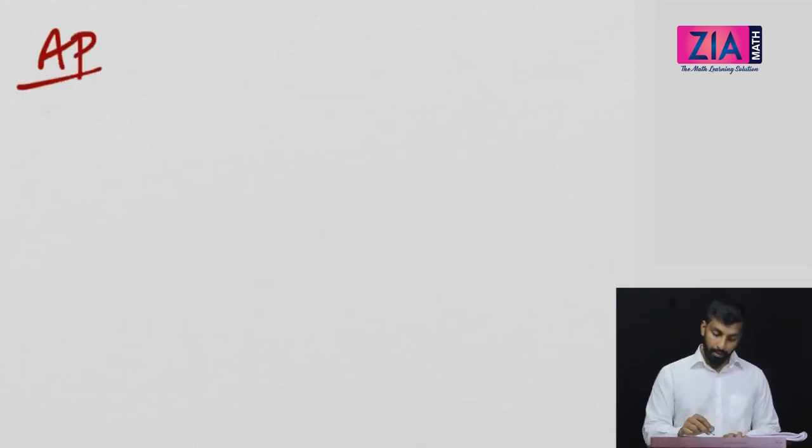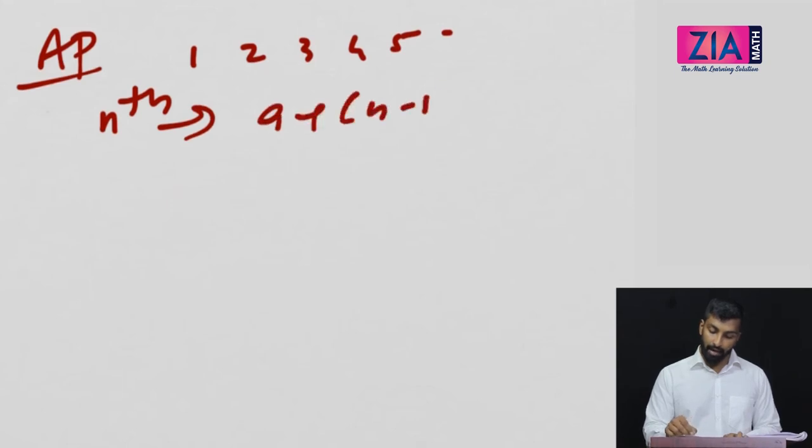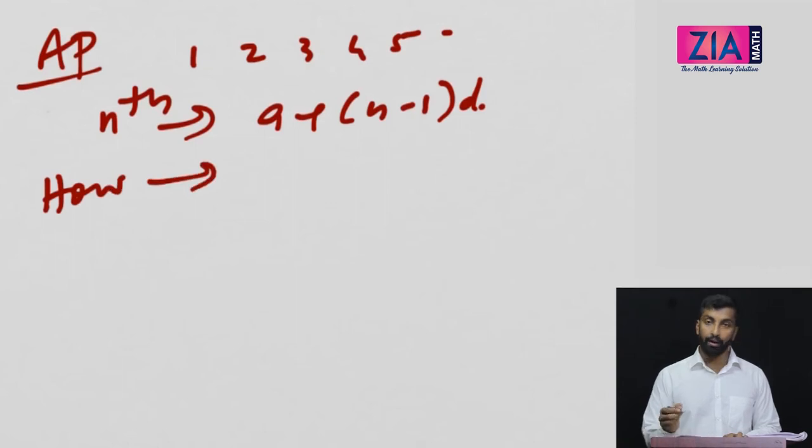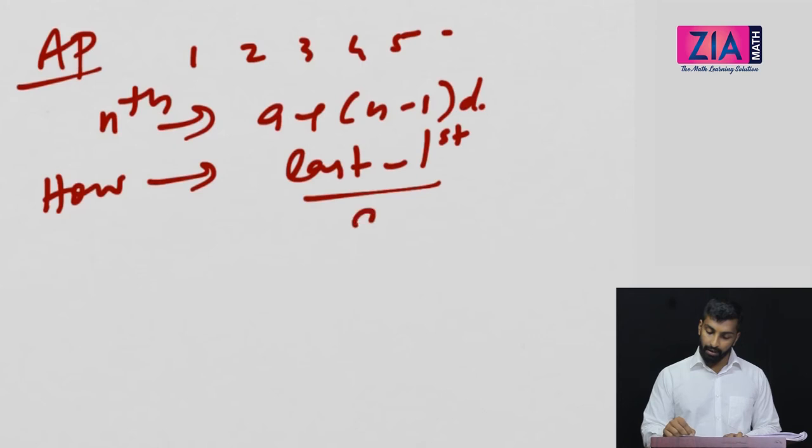So what all things we discussed? We start off with AP. AP we have seen 1, 2, 3, 4, 5, etc. There is an AP, right? So I told you how to find the nth term, A plus n minus 1 into D, right? So how many terms are there if you need to find? You need to know the last term minus first term divided by the common difference, right?